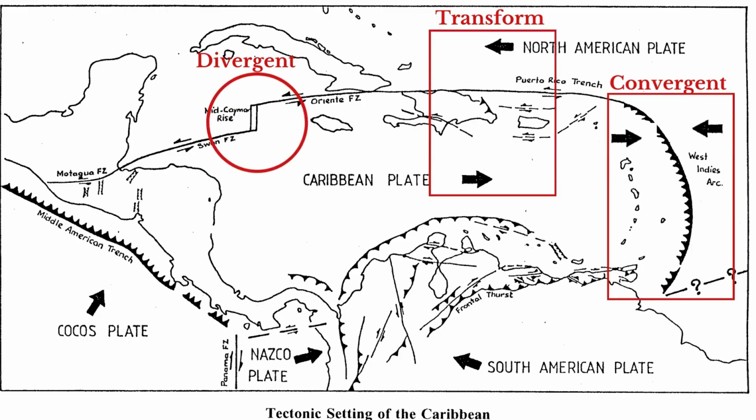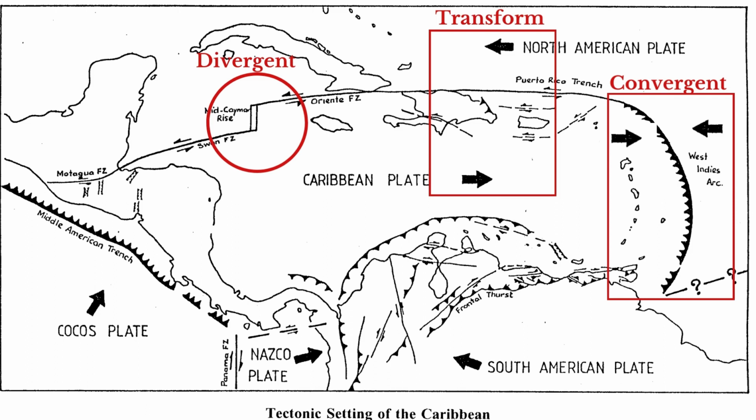In the Caribbean region, all 3 types of plate margins can be found, as we can see on the tectonic map. In the area around Cayman, west of Jamaica, there is a small area where the plates are moving away from each other. So this is an area of divergence.